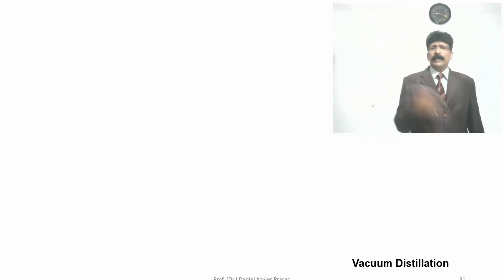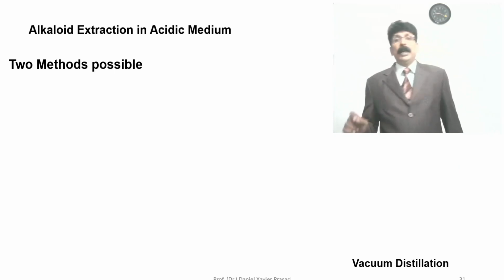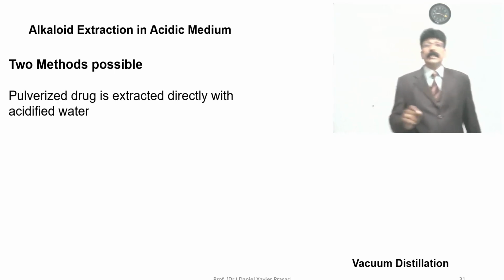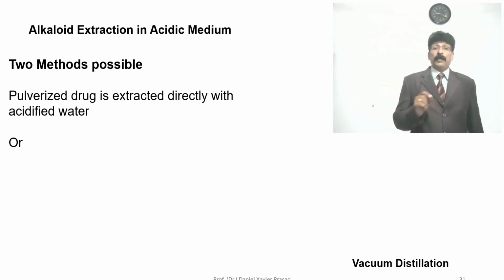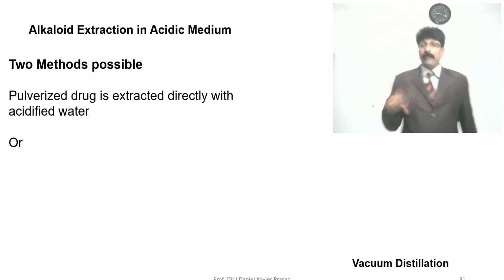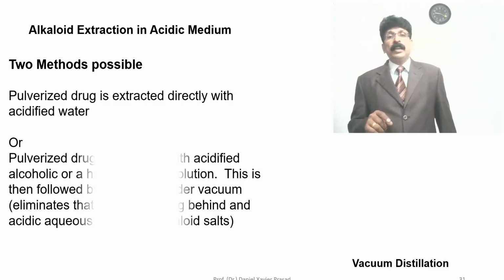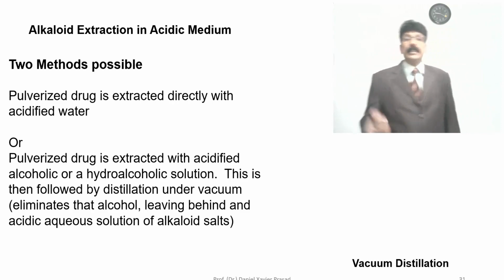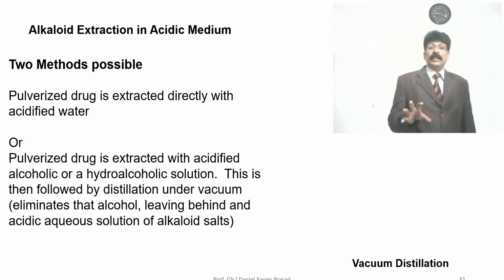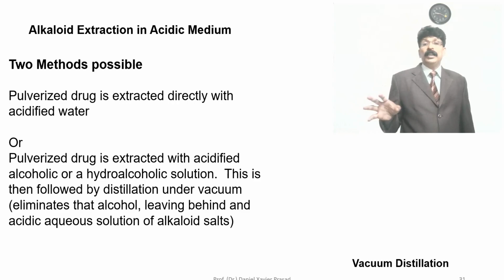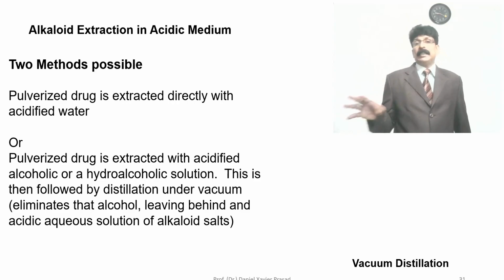Like that you can get a very fine powder. And there are two possible methods of alkaloid extraction: pulverizing, even in an acidic medium. This is a basic medium previously. Acidic medium directly is also possible, and extraction with acidic, alcoholic and hydroalcoholic solution. This is also often done by distillation under vacuum pressure.